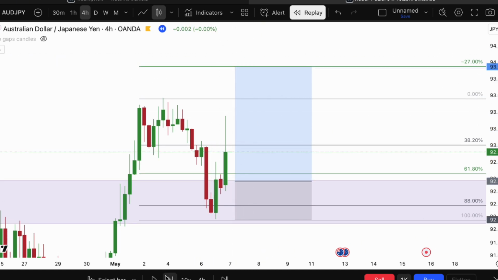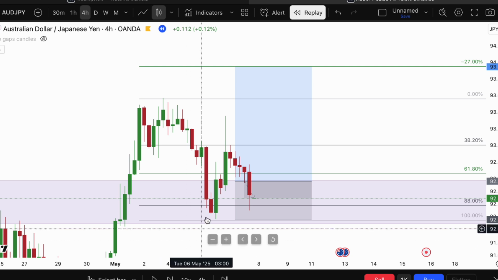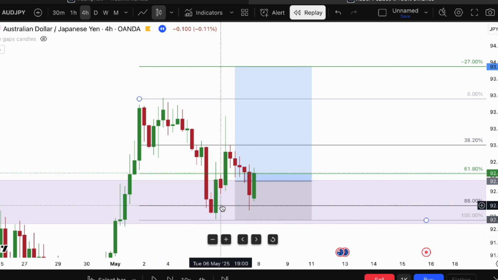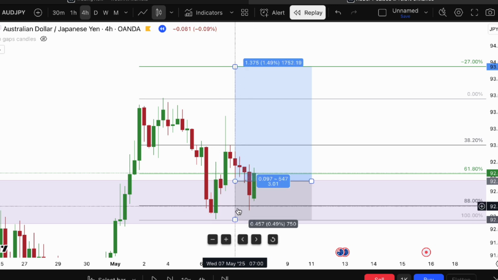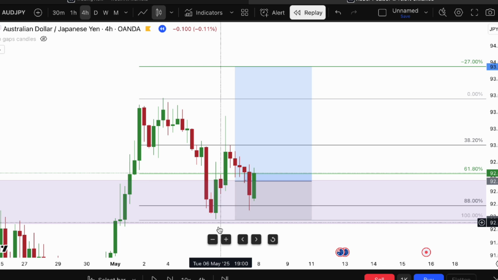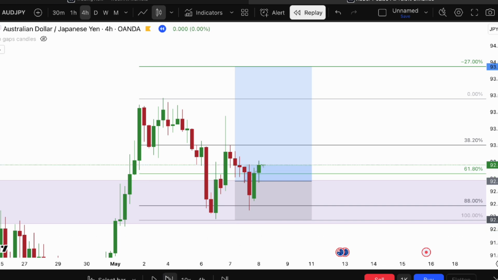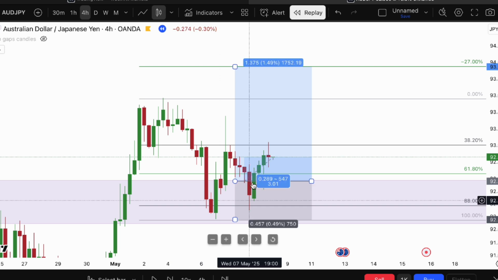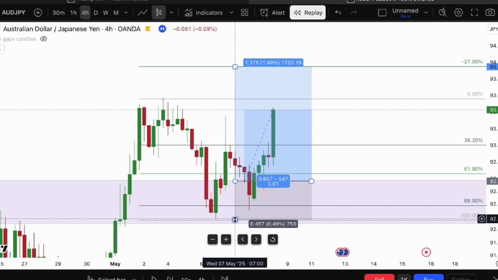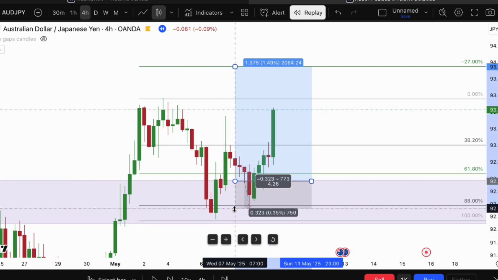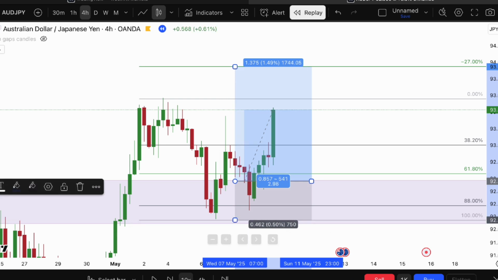Now we're going to wait until we get tapped inside of this trade. As you can see right now, we have entered this trade. Our stop loss has not been hit because we are protected by this structural low right here. That is why I didn't leave it on the 88 and I put it on the 100 level. As soon as price breaks and closes above the 38 level, I can now move my stop loss to break even and it becomes a risk-free trade.